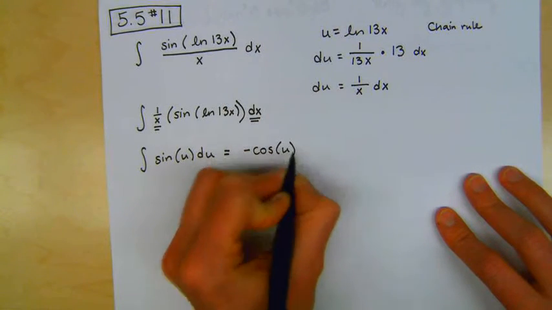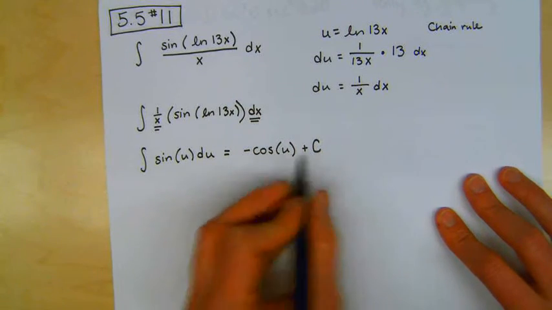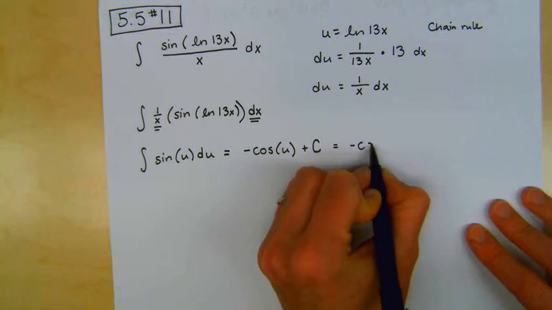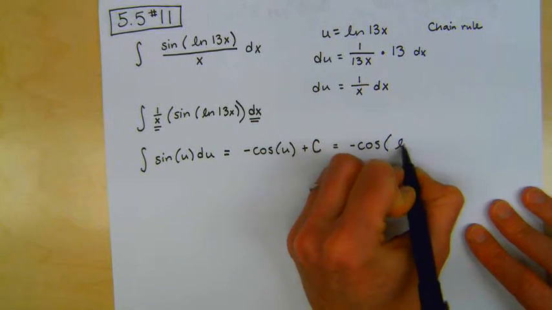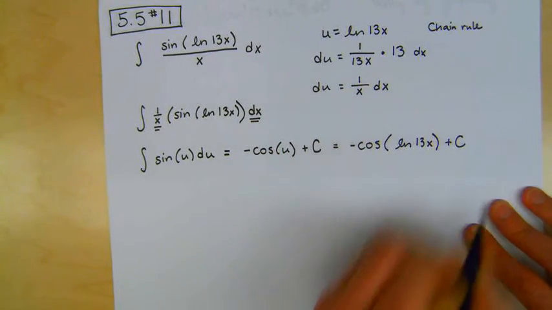of u plus c. But I don't want to leave it in this final form with a u. I want to go ahead and plug in my original u to get negative cosine of the natural log of 13x plus c.